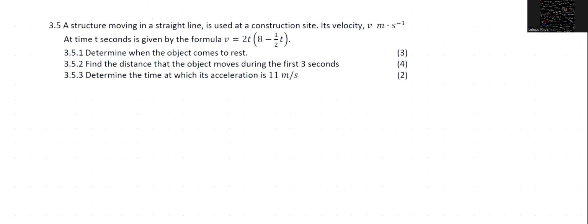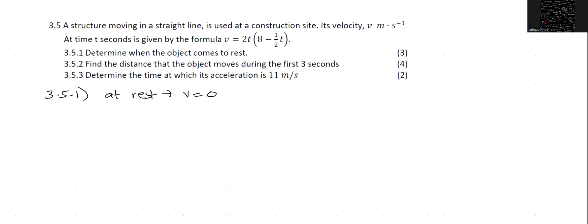Okay, a structure moving in a straight line is used at a construction site. Its velocity in meters per second at time t is given by this formula. Determine when the body comes to rest. So again, these are keywords that we need to know: at rest means that the velocity is 0.